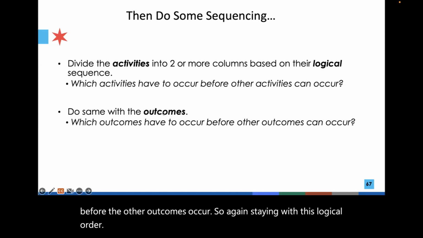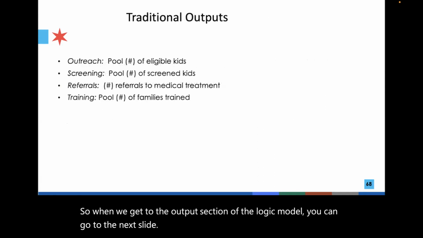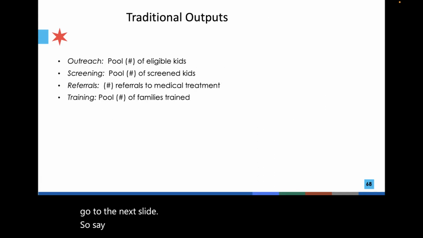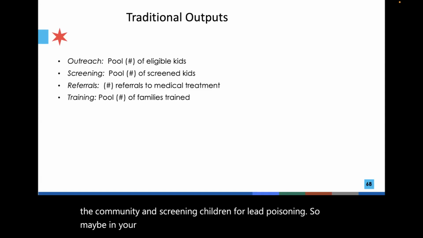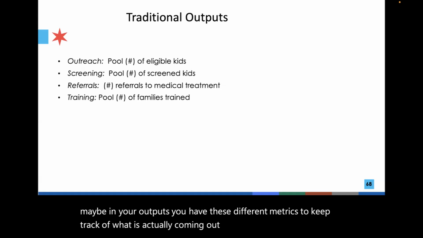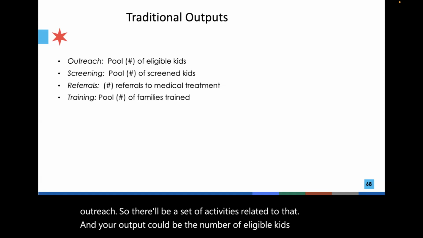So when we get to the output section of the logic model, you can go to the next slide. So say you have a program where you're going to public events in the community and screening children for lead poisoning. So maybe in your outputs, you have these different metrics to keep track of what is actually coming out of this intervention we've created. So you might have something to talk about your outreach. So there'll be a set of activities related to that. And your output could be the number of eligible kids who could be screened.